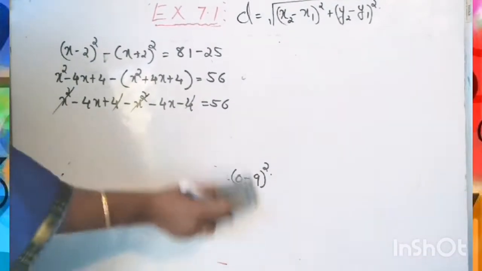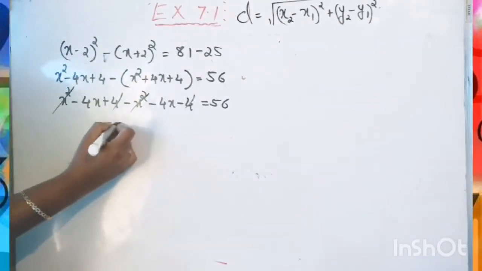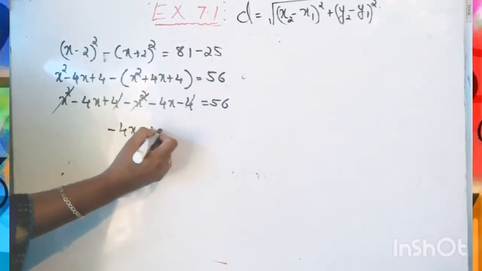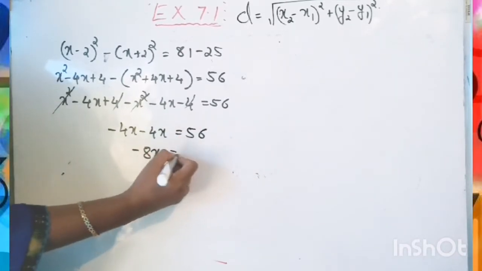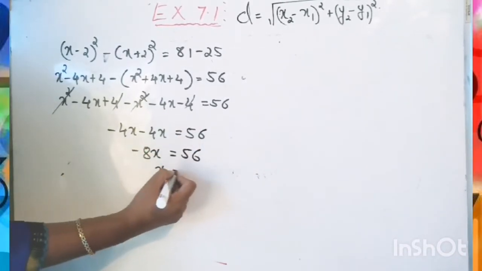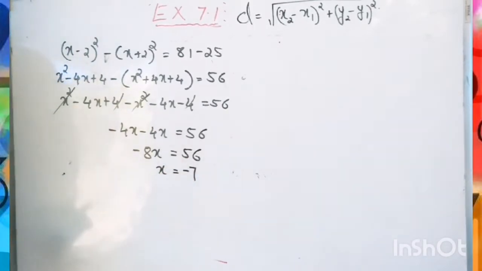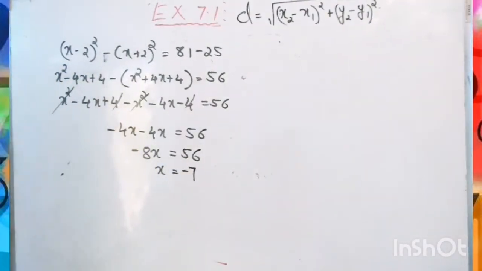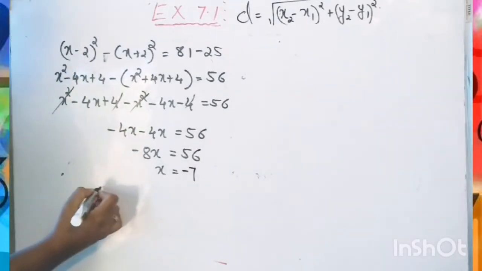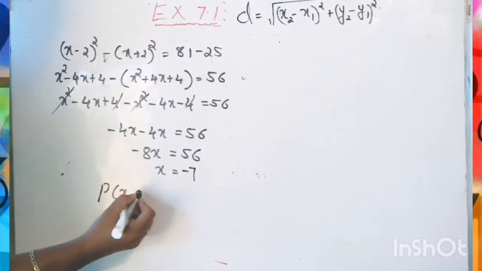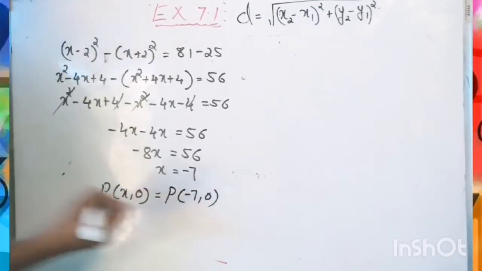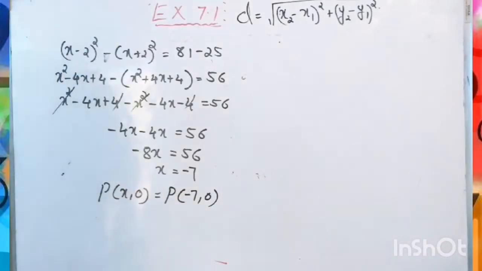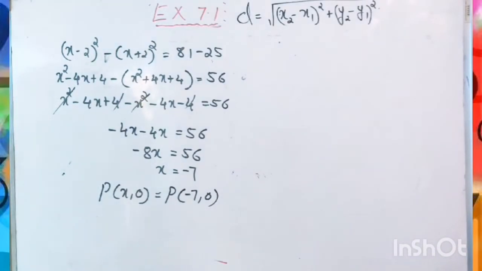Then in LHS we will have minus 4x minus 4x, that is minus 8x is equal to 56. So x is equal to minus 7. That is P of x, 0 we have. That is P of minus 7, 0 is our required point.